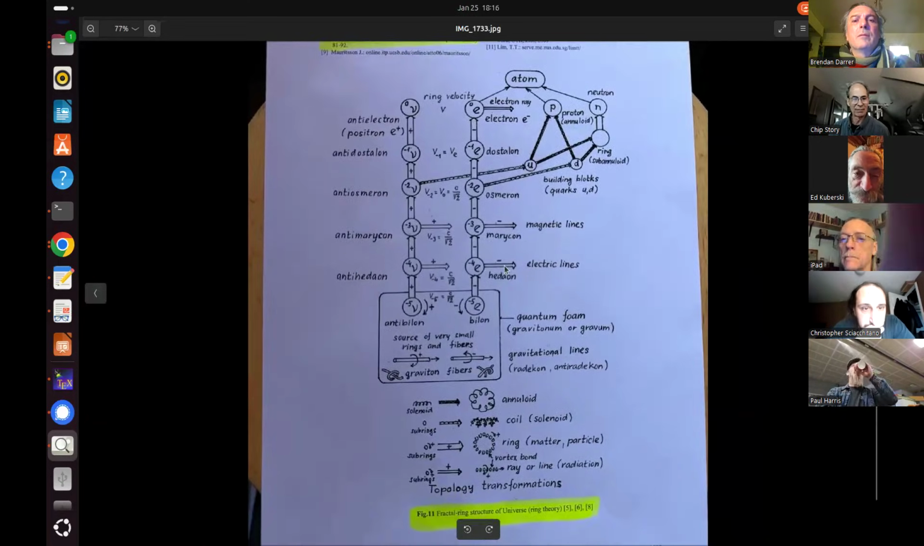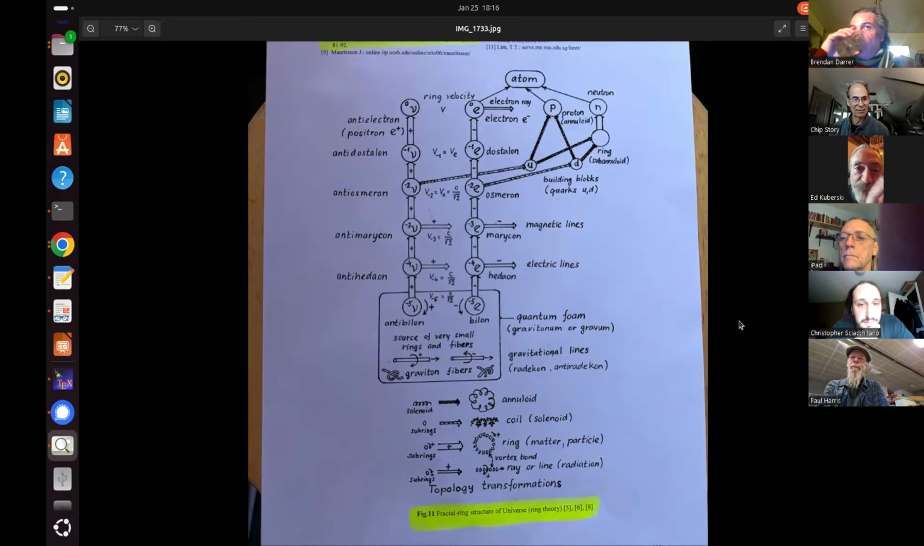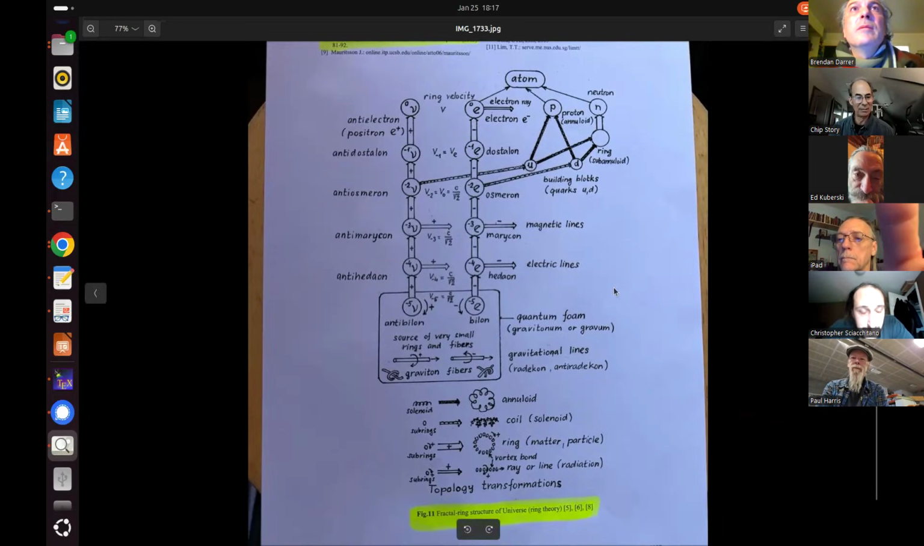Exactly right. And what you'll see is the anti on the one side, so that's spin in one direction, spin in the other direction. The osmiron is there, the oscillon, the meryon, and the headion. There's the quantum foam. There's a lot going on here. Graviton fibers, source of very small rings and fibers.